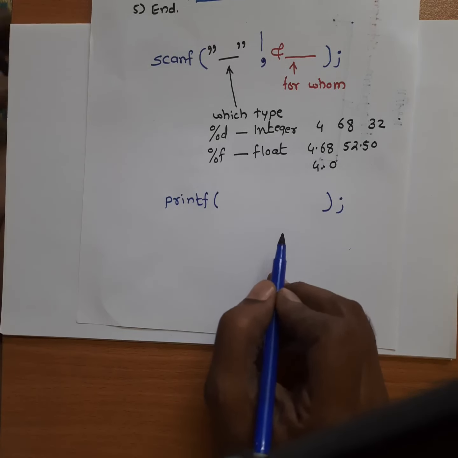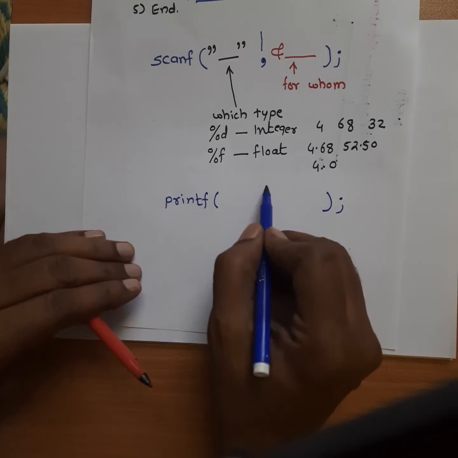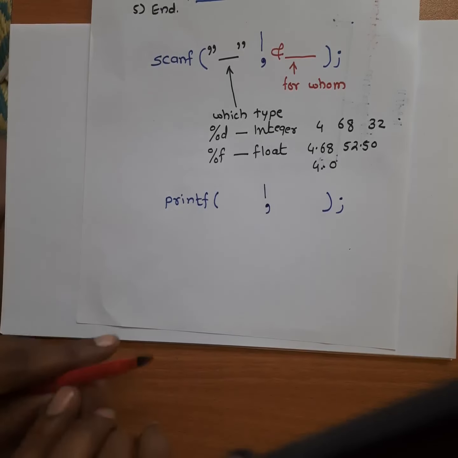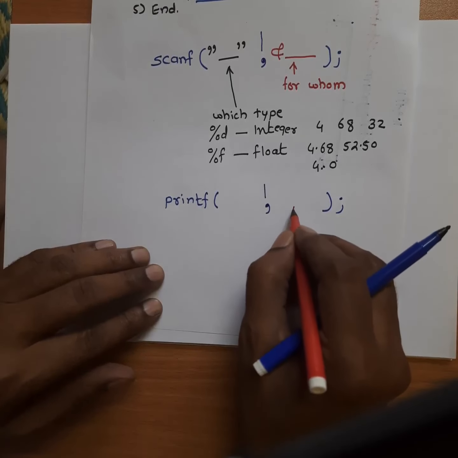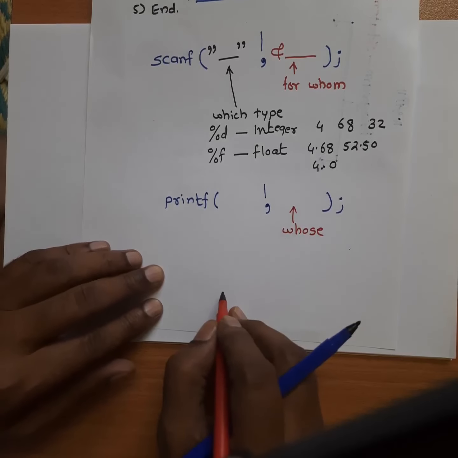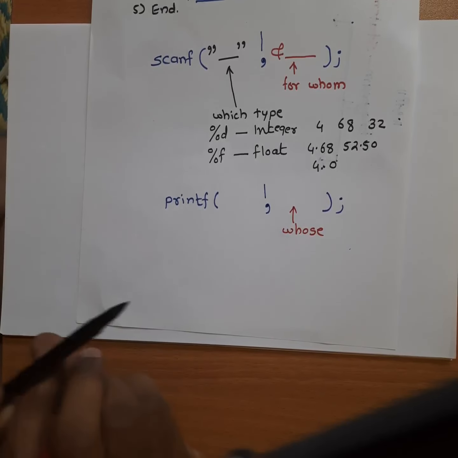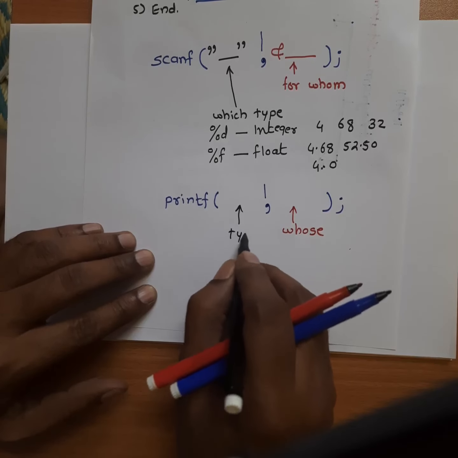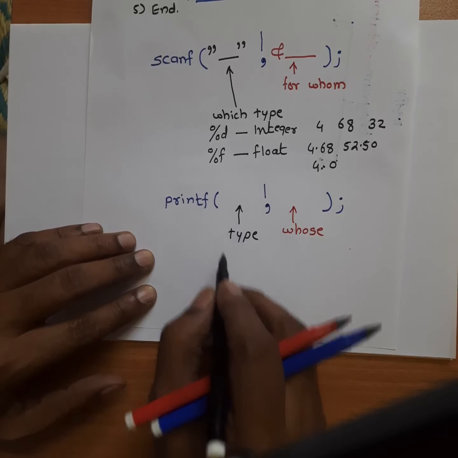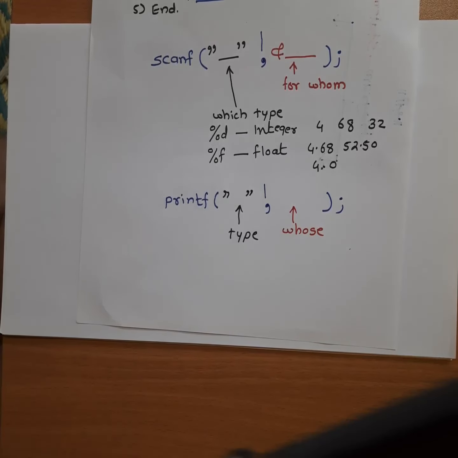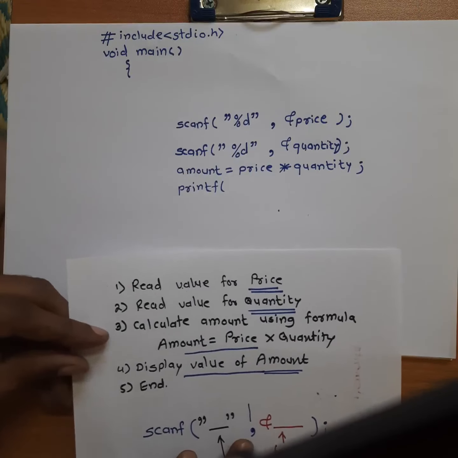So here your printf statement is now divided into two parts. To separate these two parts, we use a comma. This indicates whose value you want to print. And here we have to mention which type of value we want to print. The type must be present within double quotes. Okay. Now the second type of printf statement we have to use here.